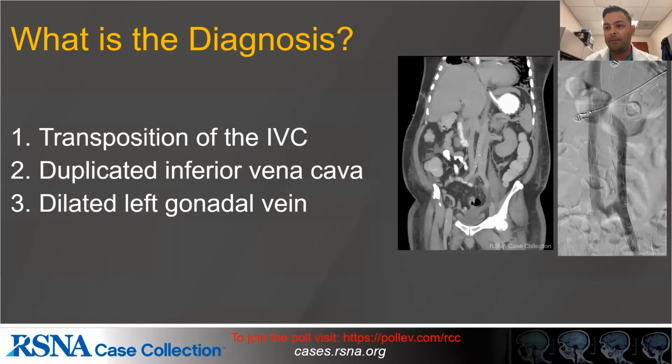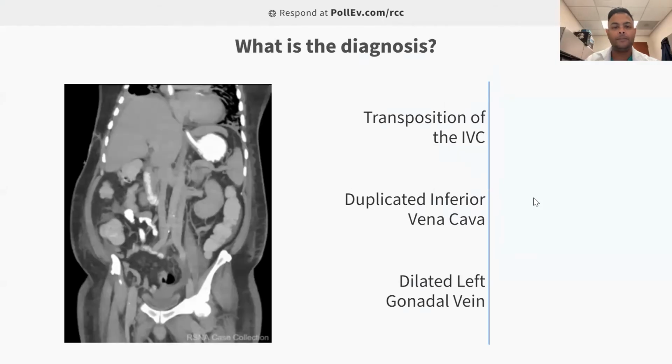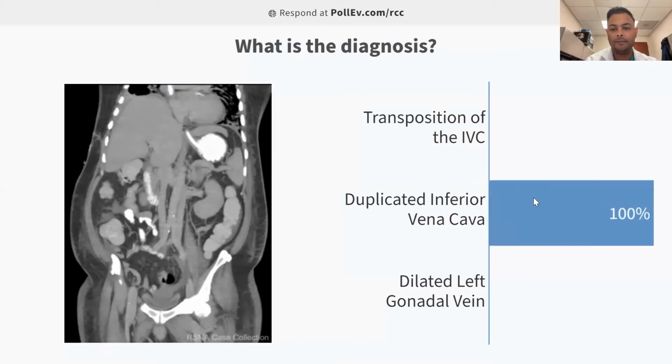Just to reproduce some of the images here for your benefit. What is the diagnosis? Is this transposition of the IVC? Is this duplicated inferior vena cava? Or is this a dilated left gonadal vein? And please enter on the poll. We'll give it about 30 seconds total, or once I see the bars stop moving.